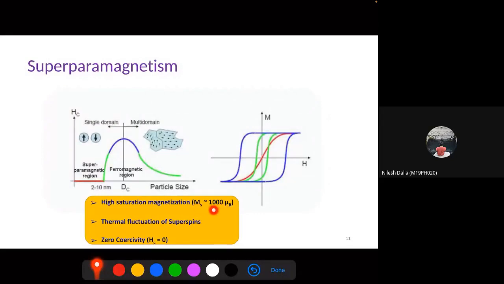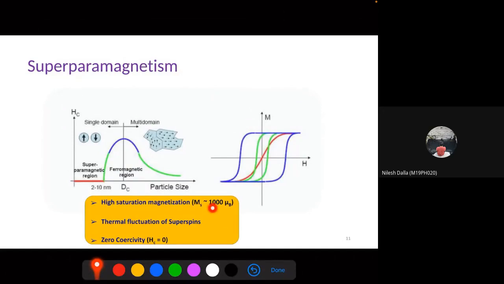So Ms is about 1,000 mu Bohr. Think like you have a cluster which has 1,000 atoms or 5,000 or 10,000 atoms, and each atom is contributing a 1 mu Bohr magnetic moment. Then you can imagine it could be like 5,000 mu Bohr of magnetic moment. So the total super spin magnetic moment Ms is quite high.